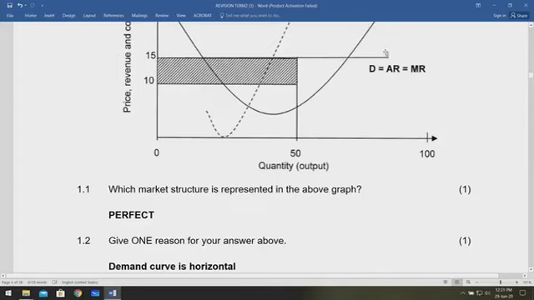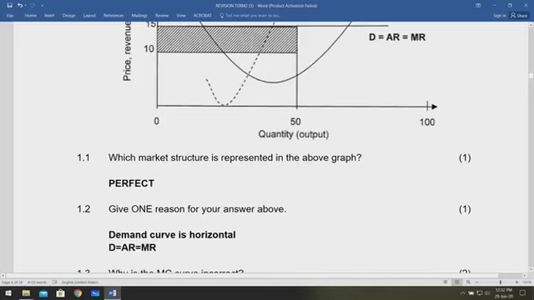Why is it that a business within a perfect market has a horizontal demand curve? That's another question that could be asked, and that is something we will see a bit later on too. You could also say either the demand curve is horizontal, or you could just say D is equal to AR equal to MR, meaning demand is equal to average revenue, which is equal to marginal revenue.